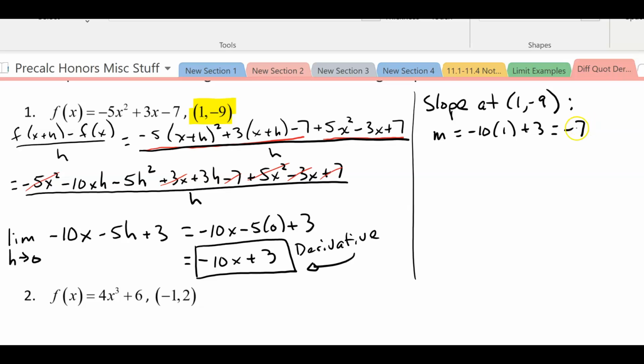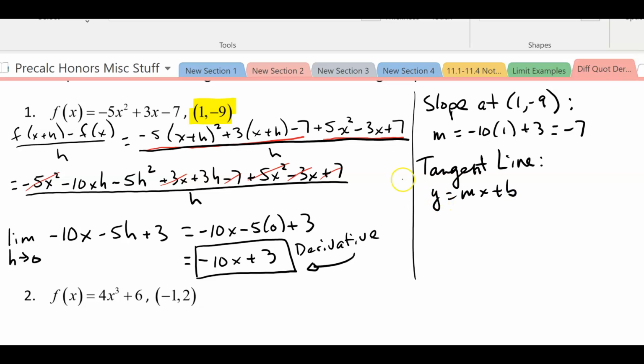So now that I have the slope of the line tangent to the graph at 1, negative 9, I can find the tangent line. Tangent line. So let's use y equals mx plus b.